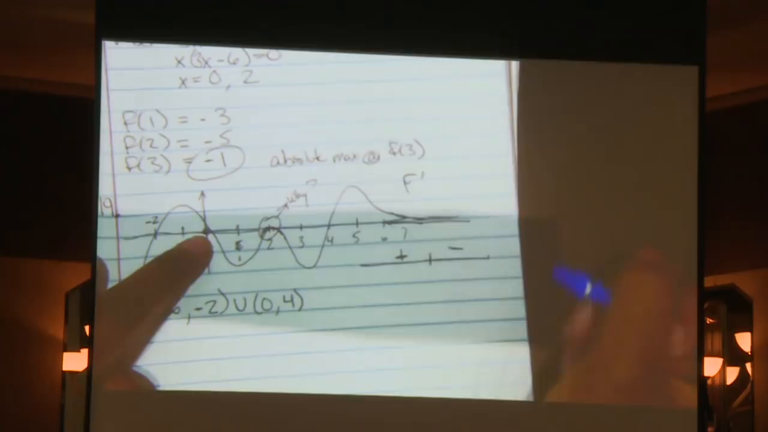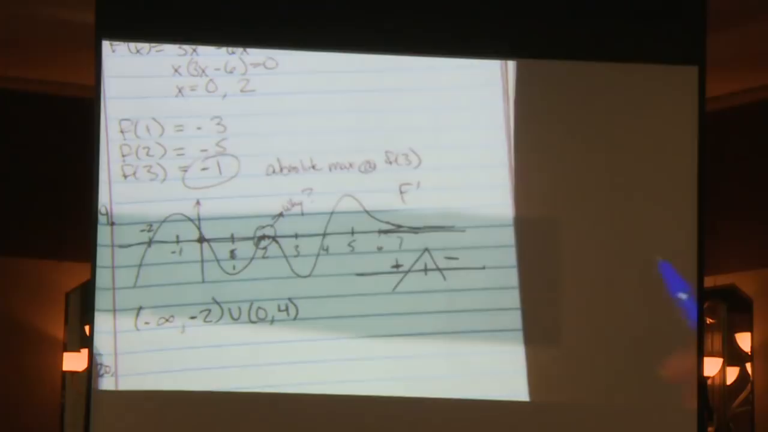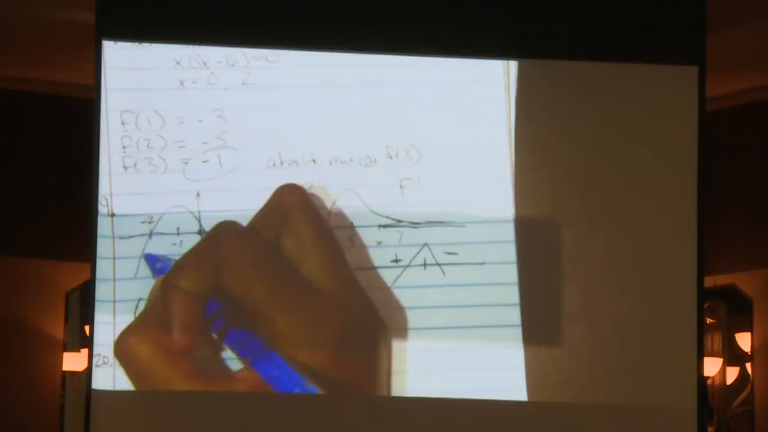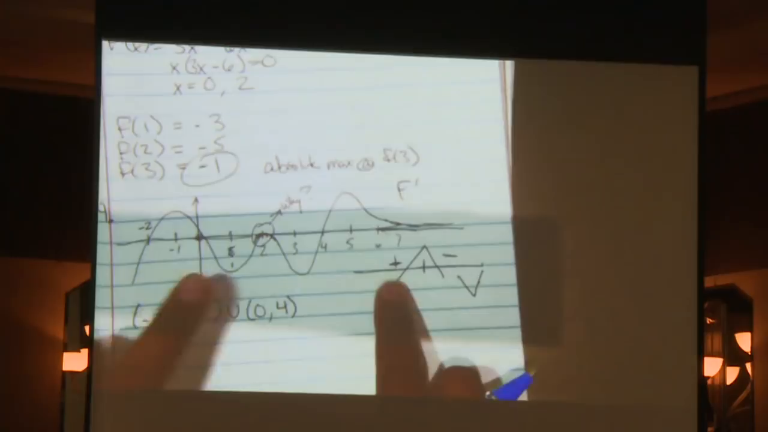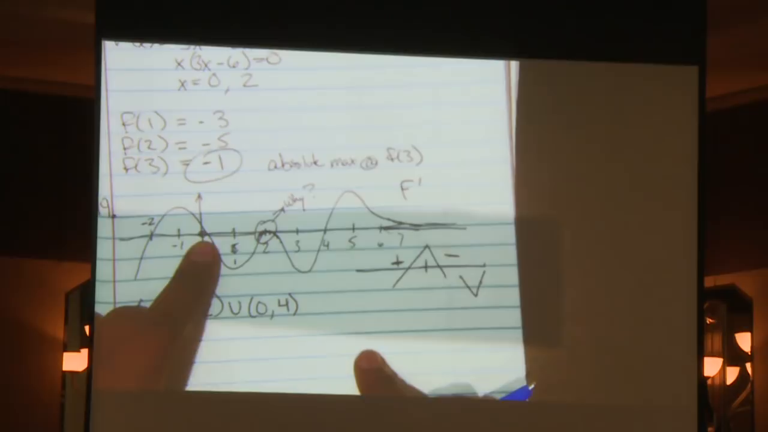When it looks kind of like a mountain, you know it's a maximum. Here, it's a minimum because it's going from negative to positive. So it looks like that. Same thing with this. Negative to positive, it's going to look like this. So those are minimums. This is our maximum because it's going from positive to negative. Clear? Okay.